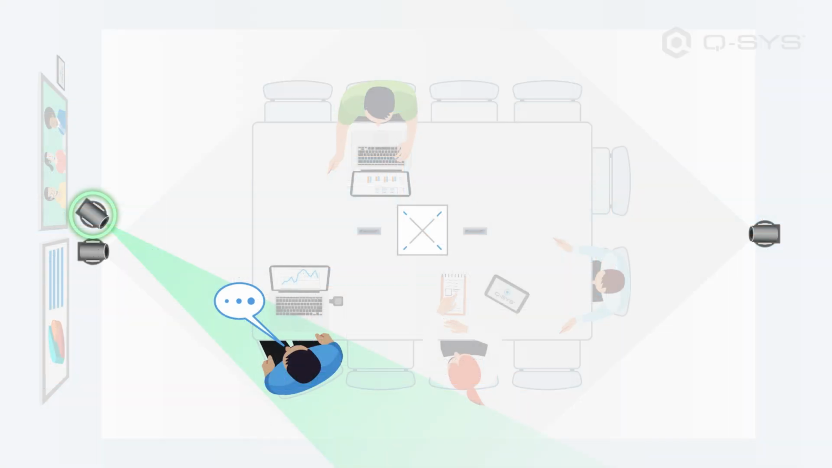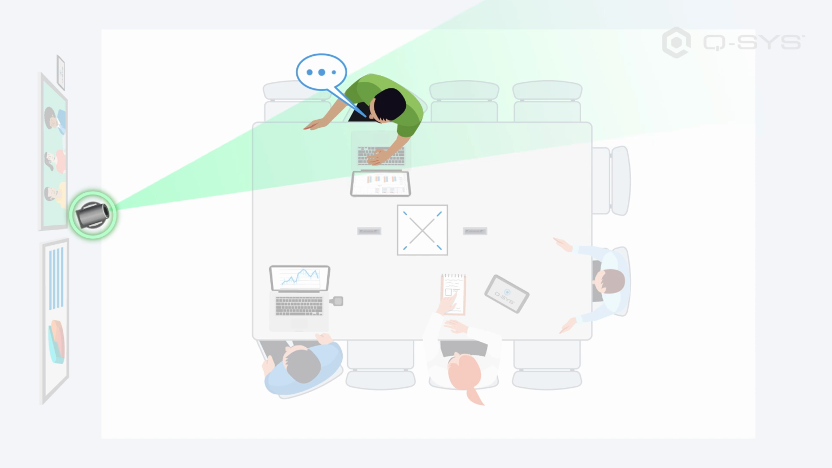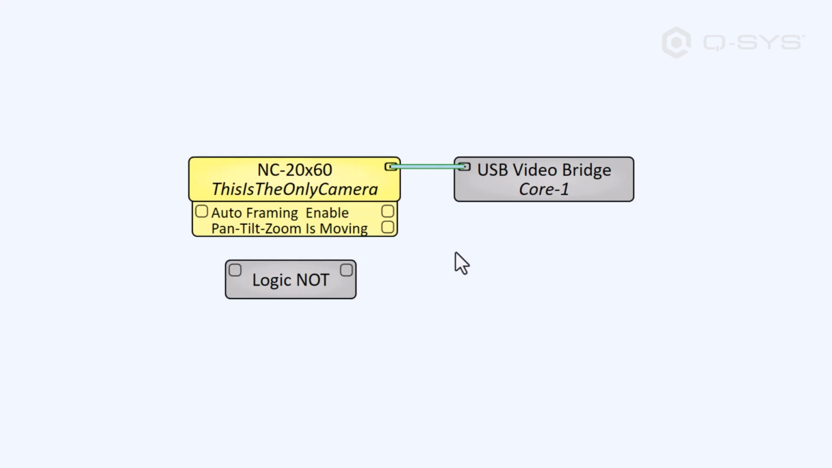However, smaller deployments might only have access to a single PTZ camera, and it's unavoidable to show that camera movement to the far end. In that case, you might want to consider disabling auto framing while the camera is moving, which you can do with a clever little trick like this, using some control pins and control function components.